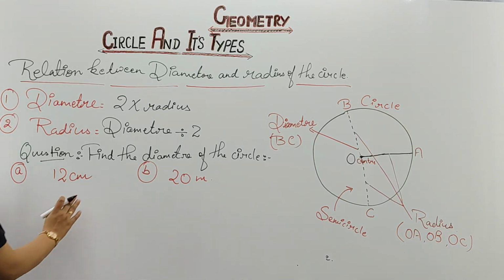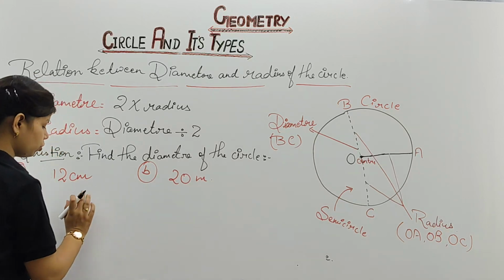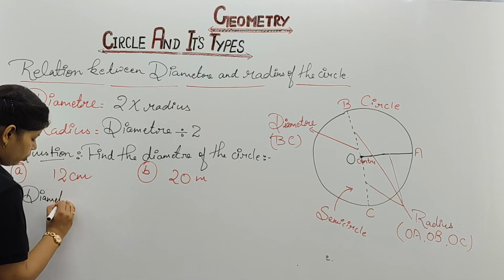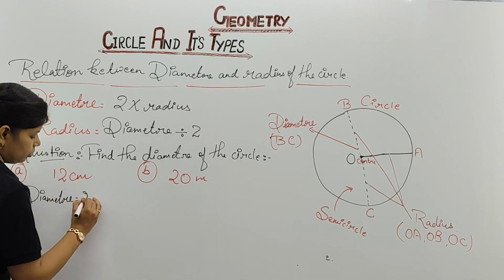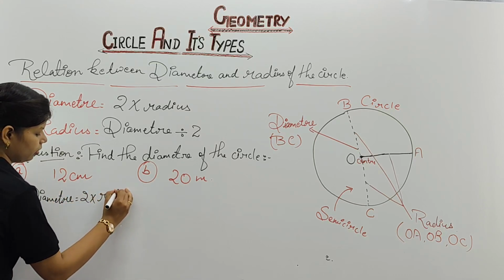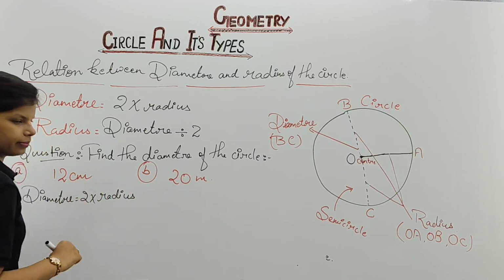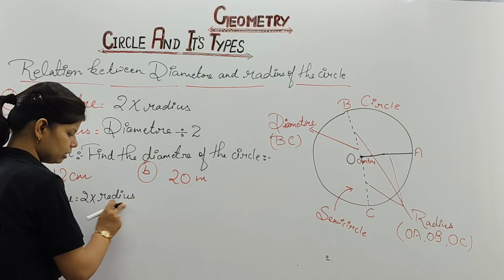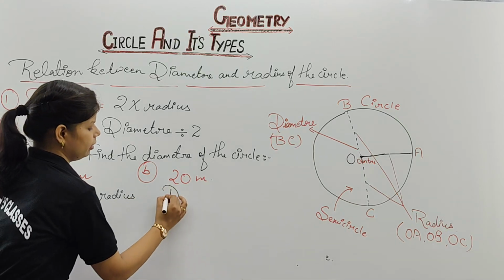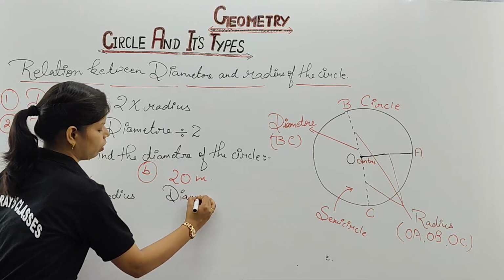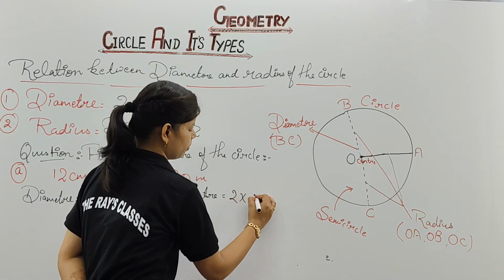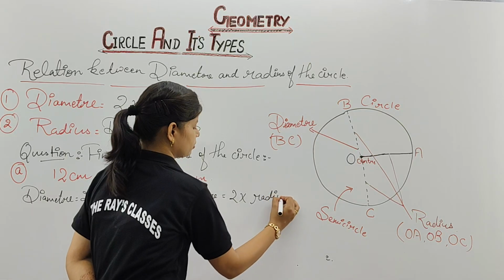So when you have to find the diameter of this figure, children, first of all your job is to write the formula. Diameter equal to what? 2 multiplied by radius. If I have to write it again and again, I will write, because only in this you will get the marks. Second again, diameter equal to what? Let's solve together. Diameter equal to 2 multiplied by radius.